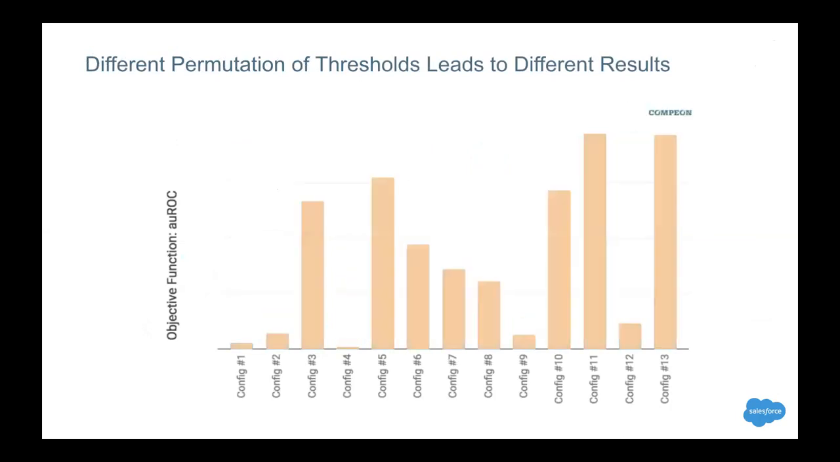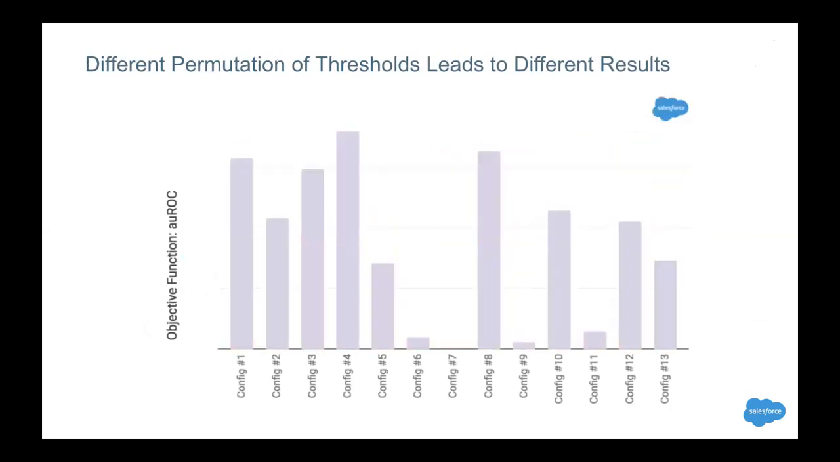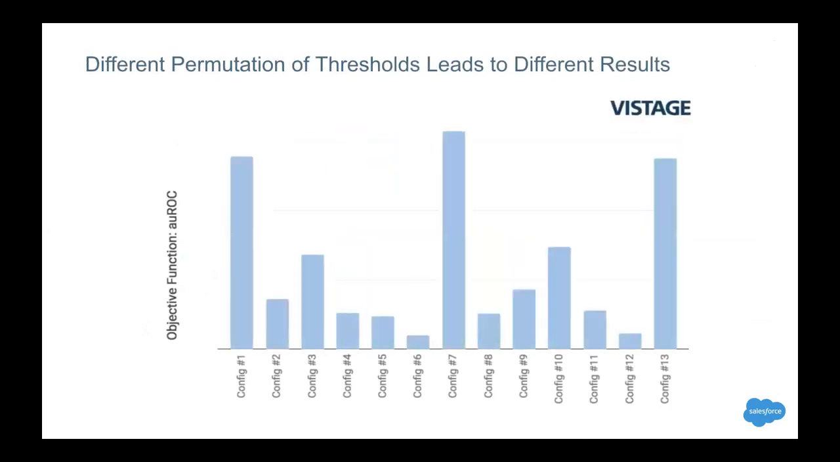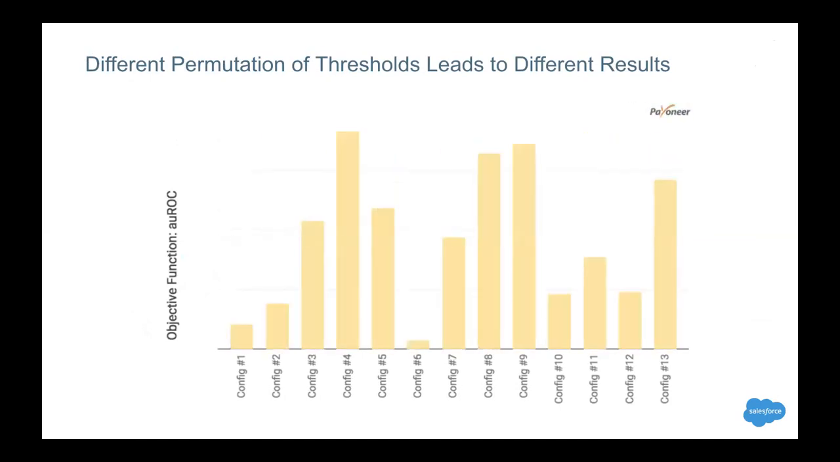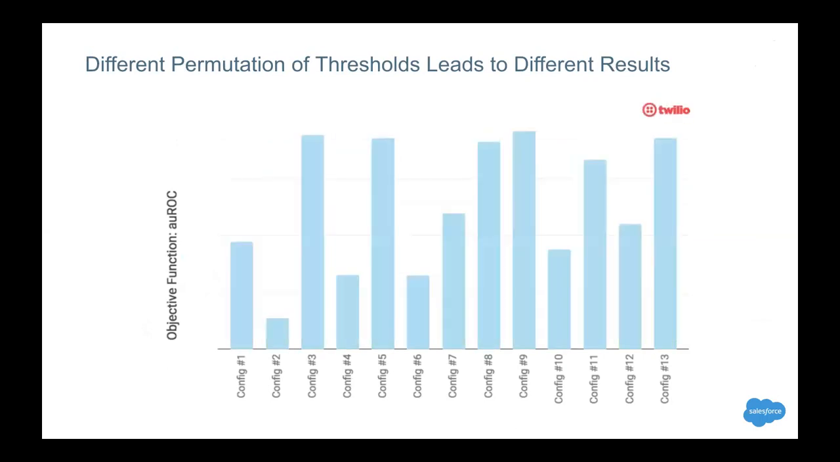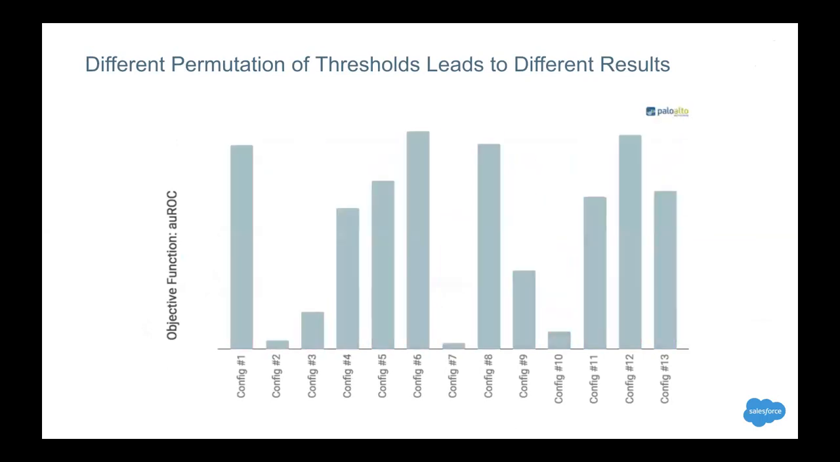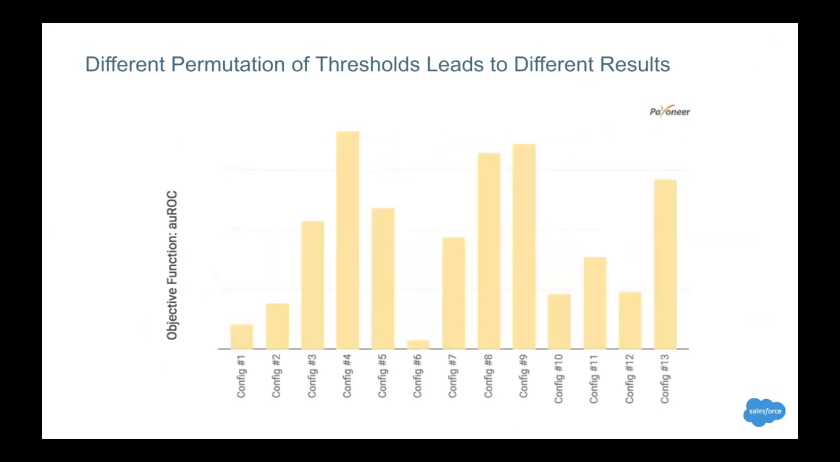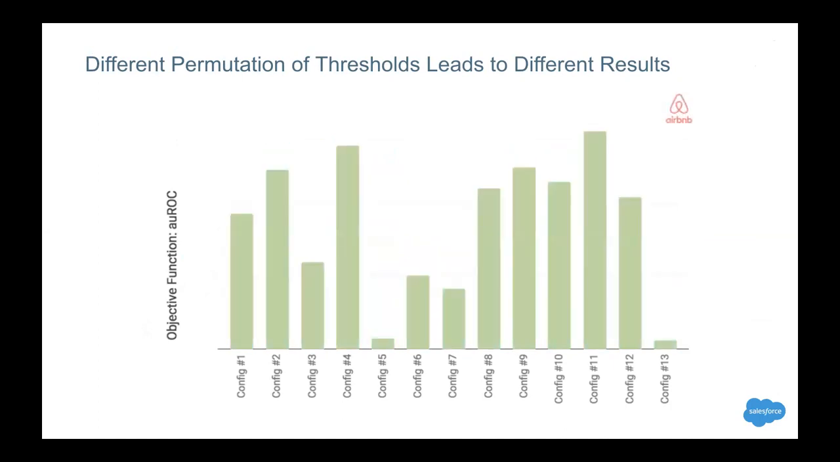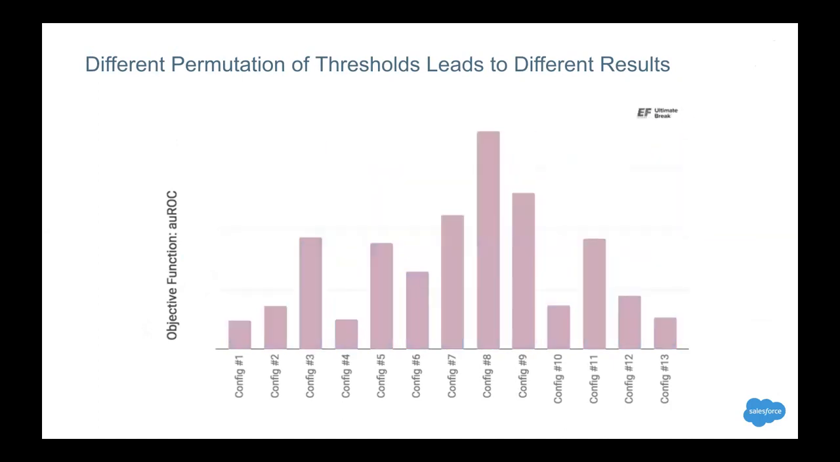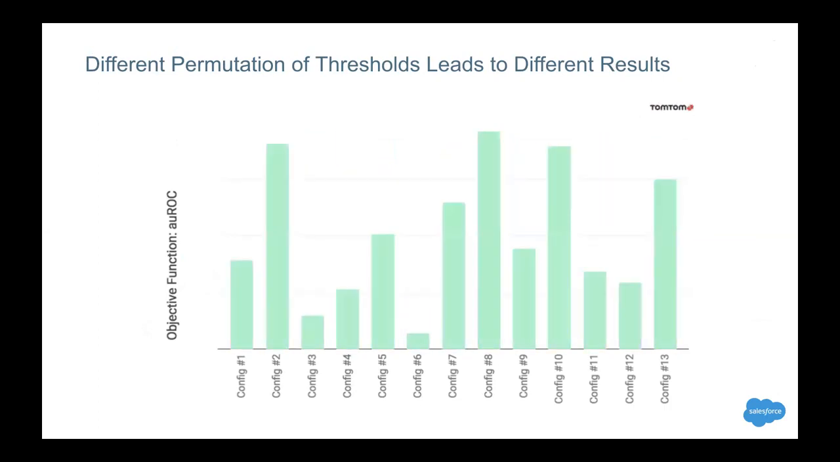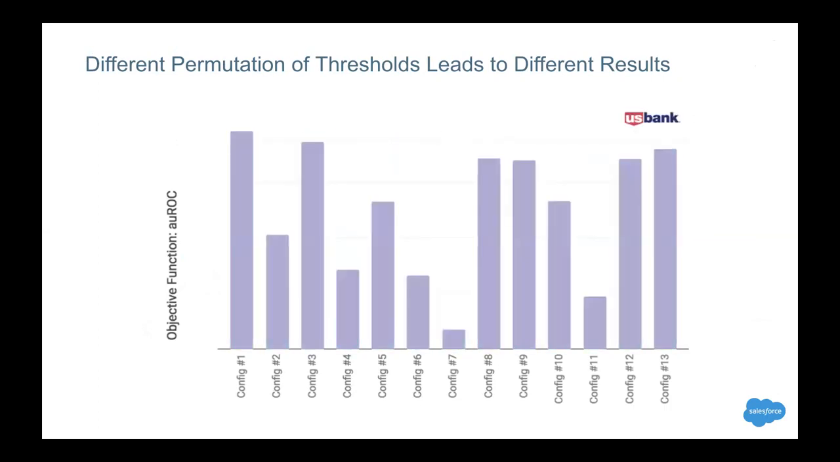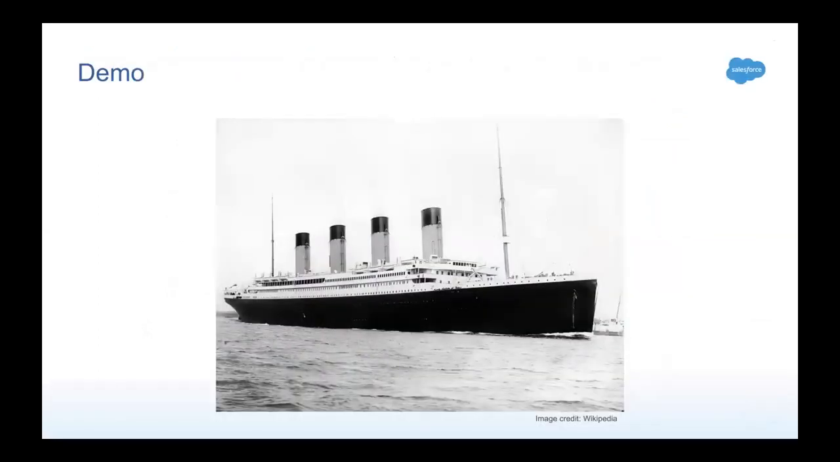It's very important to actually check all those different parameter sets and permutations of thresholds. Unfortunately, I could not put any information on the axis, but different customers actually have different models that perform better for their data sets. And you might find the same once you start using TransmogrifAI. So let's actually try and see the demo.